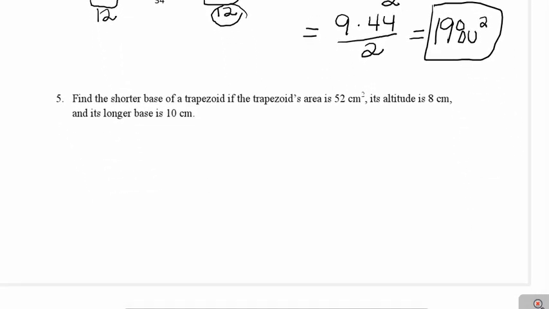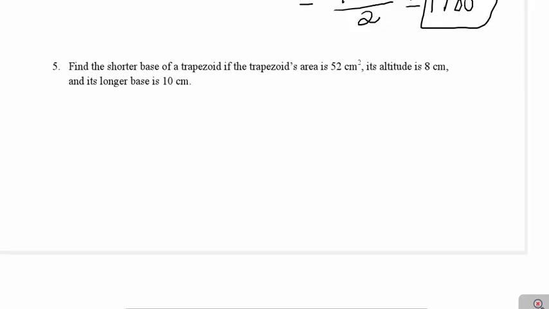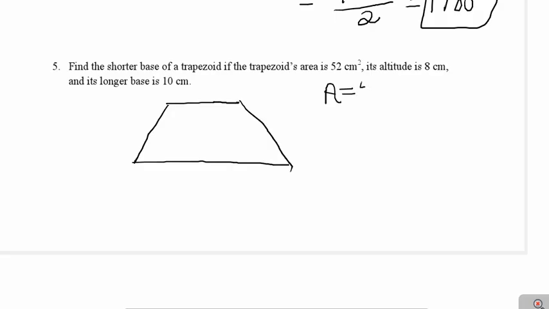Now this last example says, find the shorter base of a trapezoid if the trapezoid's area is 52 centimeters squared, its altitude is 8 centimeters, and its longer base is 10. So the first thing I would recommend doing is trying to draw a picture of a trapezoid, to help us visualize it. And it says the area of the trapezoid is equal to 52. The altitude, that's just another word for the height, is 8. The longer base is 10. And it wants us to calculate out the shorter base.